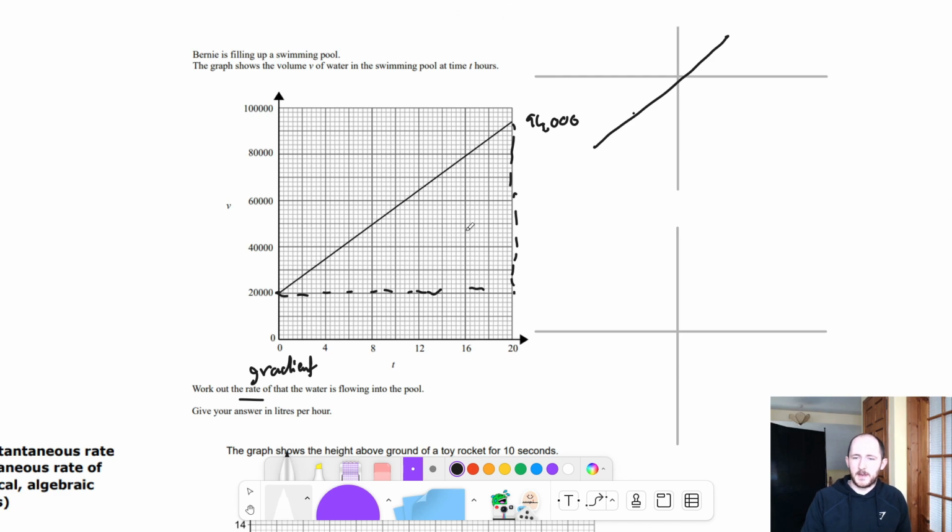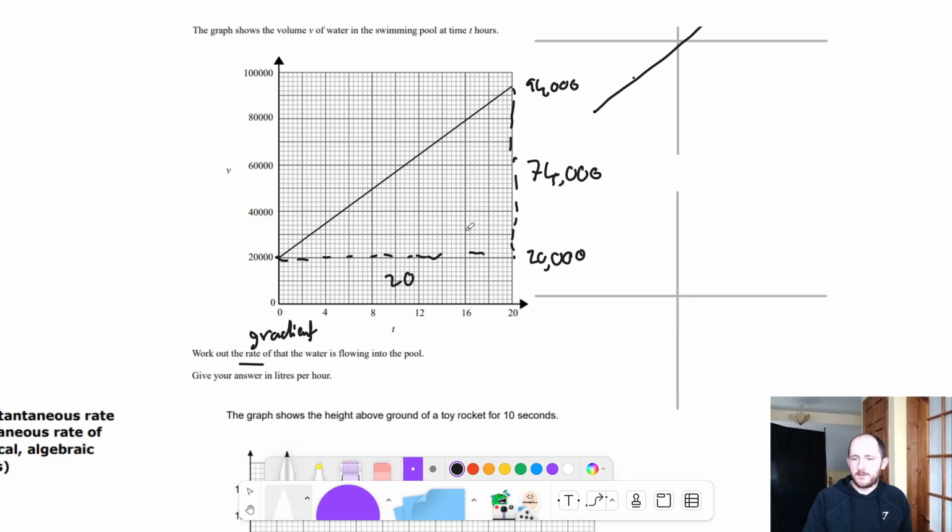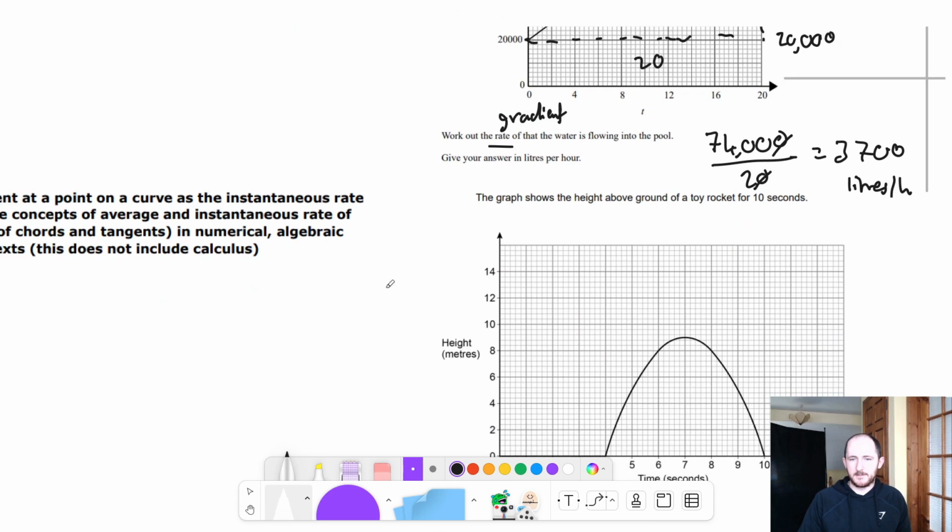A hot tip, by the way, is you don't even need to write the thousands, because 94 over 20 is the same as doing it the other way, but either way it's fine. So the difference here is 74,000, and the width is 20. So all we're doing is 74,000 over 20, which is of course 3,700 litres per hour. Easy, hopefully.